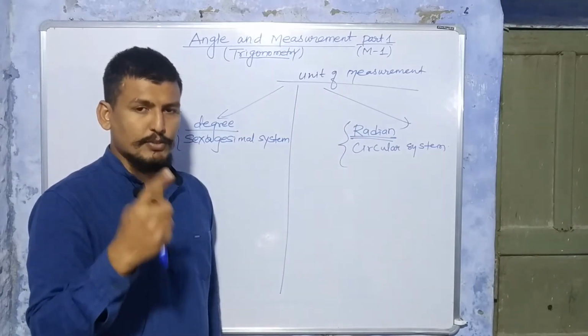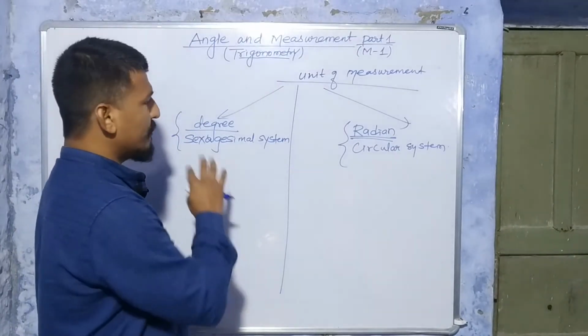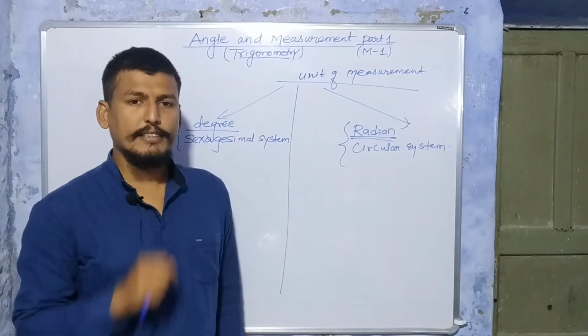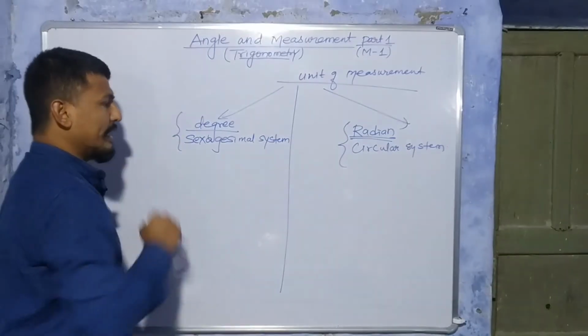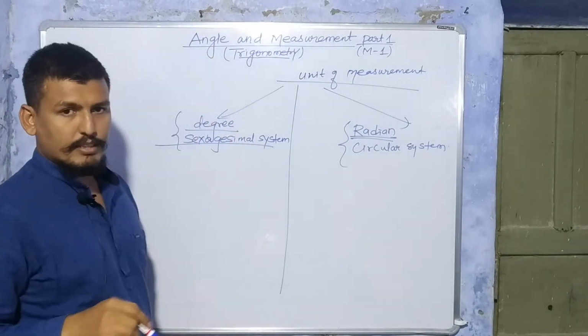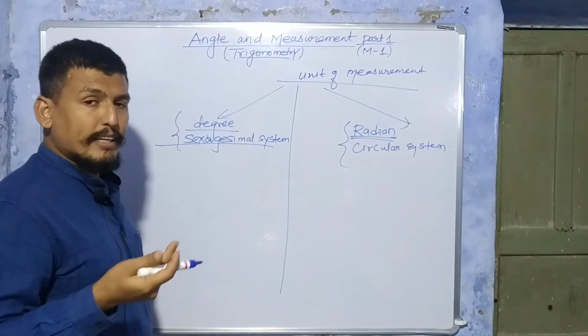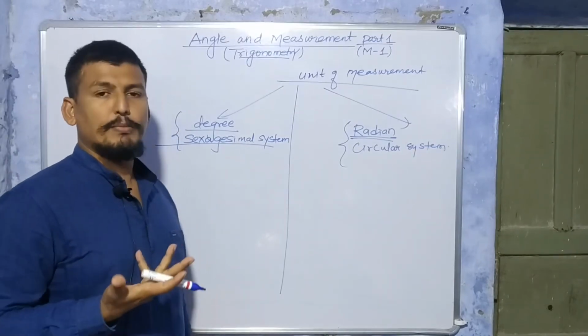MKS unit, CGS unit, FPS unit and SI unit. In the same way we have degree and radian system. So come on, this degree unit, sexagesimal system. In degree unit, what do you mean by 1 degree? Just as in physics we have defined what do you mean by 1 kg, what do you mean by 1 meter, what do you mean by 1 second.